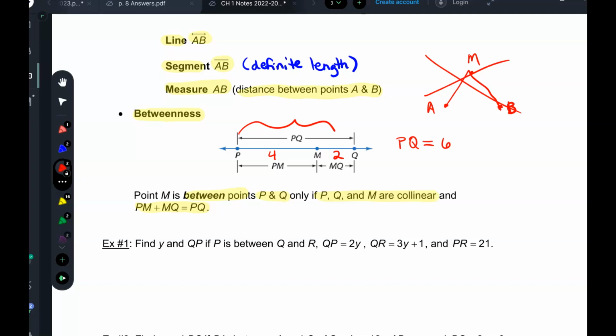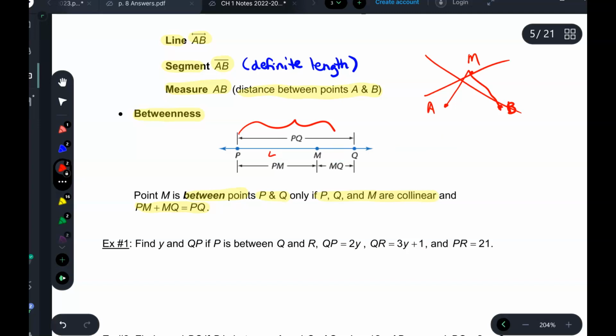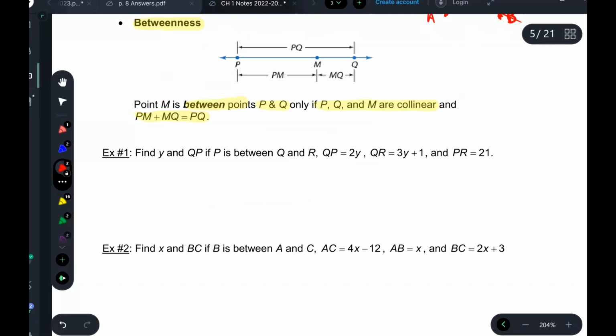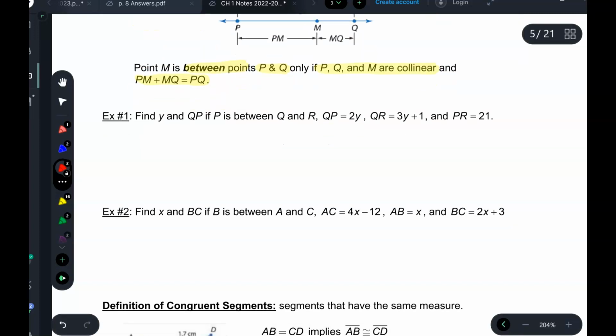I just threw in those numbers as an example. If I gave you this was 11 and this was 3, then what would the whole segment be? 14, right? What if I gave you that the whole segment is 20 and this was 15, then what would this be? 5. Okay.